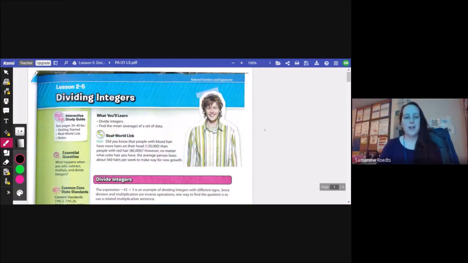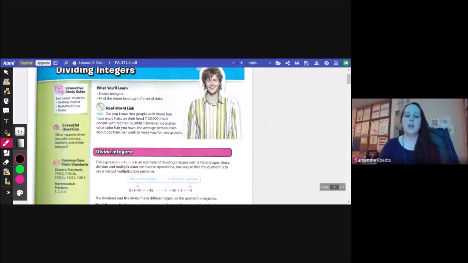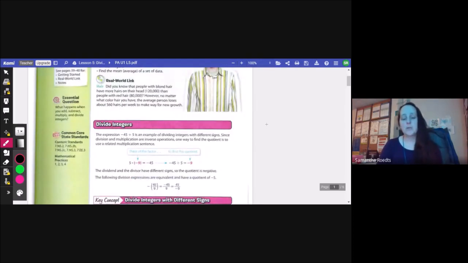All right, this is Unit 1, Lesson 5, dividing integers. So last time we talked about multiplying integers. Now we're going to talk about dividing them. The expression -45 divided by 5 is an example of dividing integers with different signs. Since division and multiplication are inverse operations, one way to find the quotient is to use a related multiplication sentence.